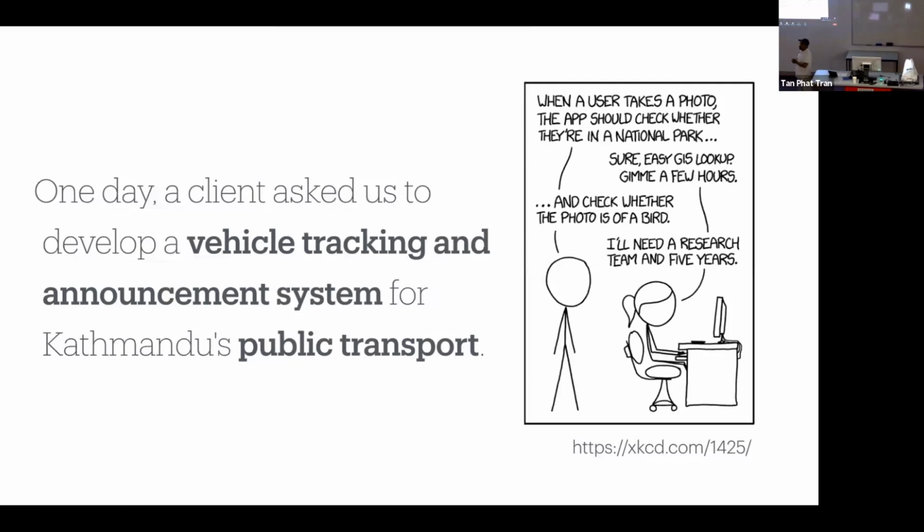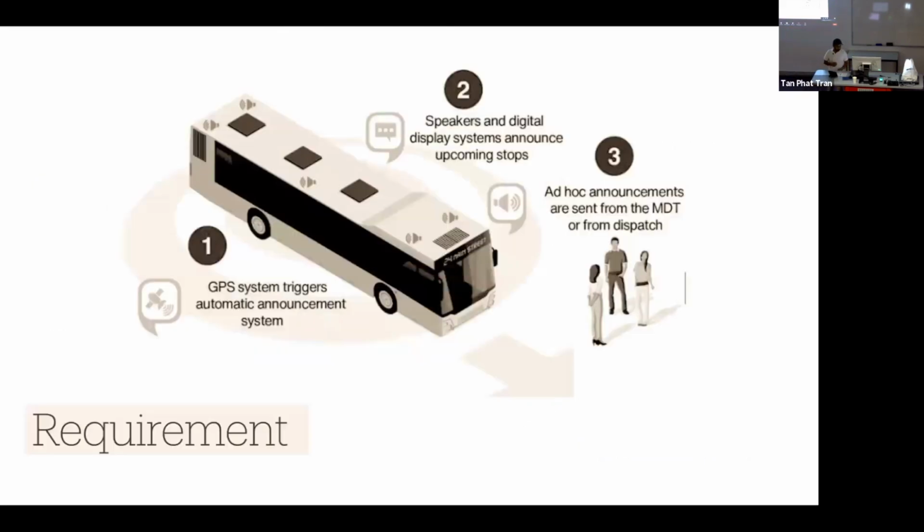They wanted a very simple project: a vehicle tracking system that was able to announce the next stop. It was a challenge in Kathmandu because of the hills and mountains and the clamped small roads. It was back in 2017 or so, so it was a huge revolution for the public transport system back then. The requirement was very simple: a GPS tracking system with an announcement system.